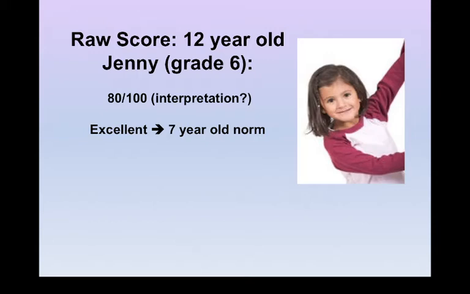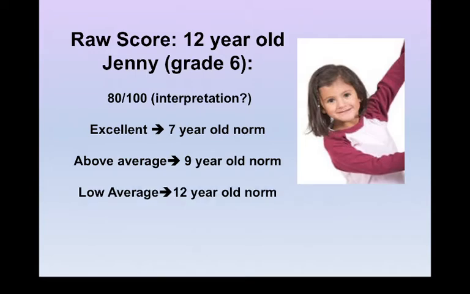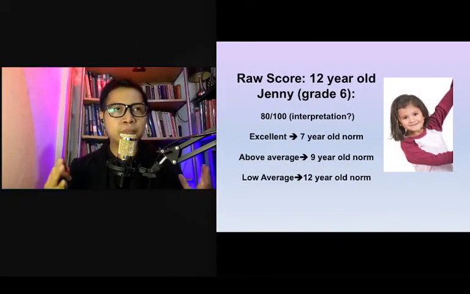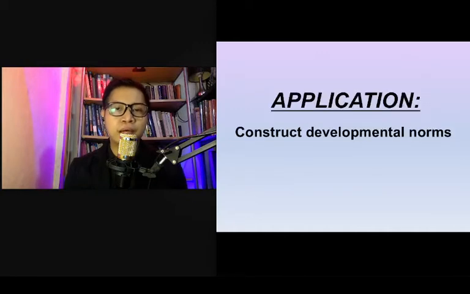So 80 over 100, if you compare it to 7-year-old norm, it means excellent. You compare it to 9-year-old norm, it means above average. You compare it to a 12-year-old norm, it means low average. And given this example, dapat mo talagang makita yung kahalagahan na tugma dapat yung raw score mo o yung norm na gagamitin mo doon sa raw score na i-interpret mo when it comes to age. Because the meaning of that raw score will differ. Depende kung anong norm, anong edad ng norm ang ginagamit mo.